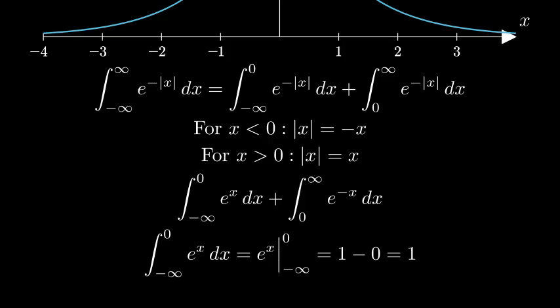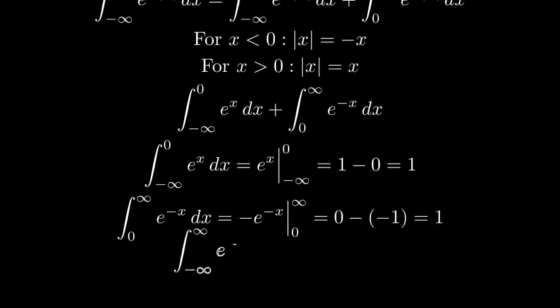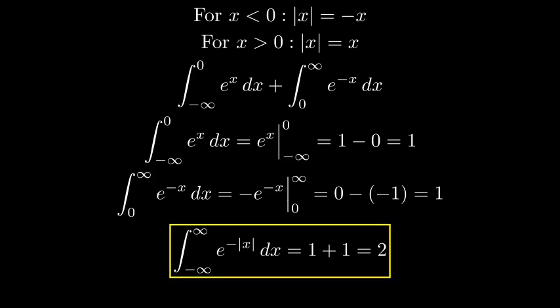Now for the second integral. The integral of e to the negative x is negative e to the negative x plus c. Evaluating from 0 to infinity, we get negative e to negative infinity minus negative e to the 0, which equals 0 minus negative 1, or just 1. Therefore, our final answer is 1 plus 1, which equals 2.